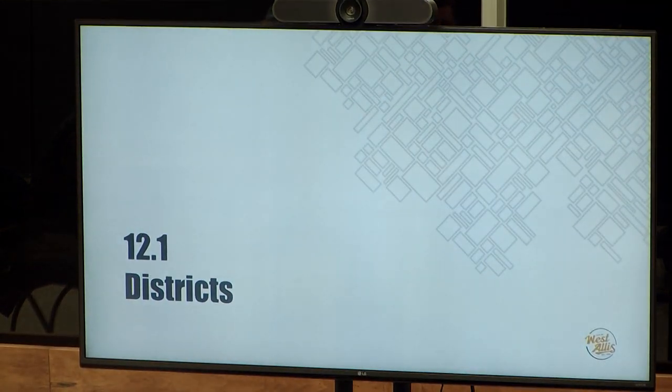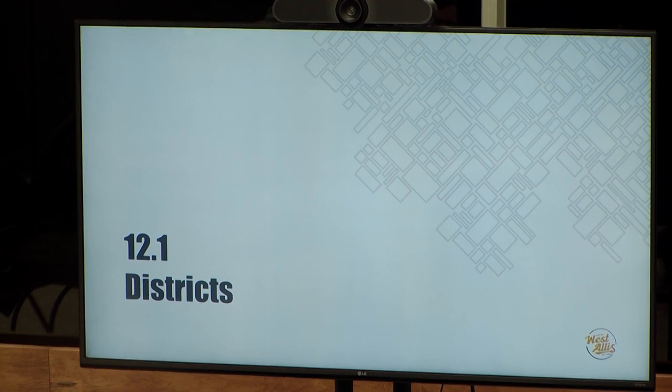All right, I can start here. All right, so the first big section is our district section.